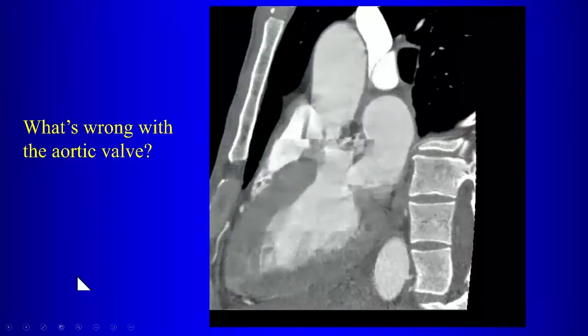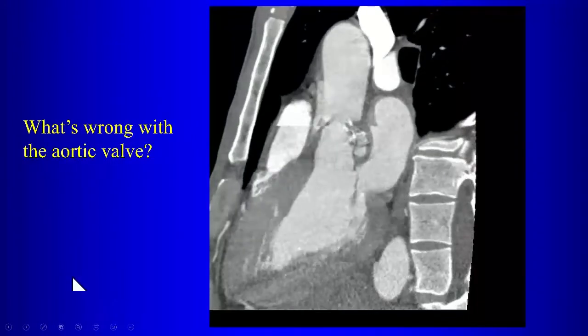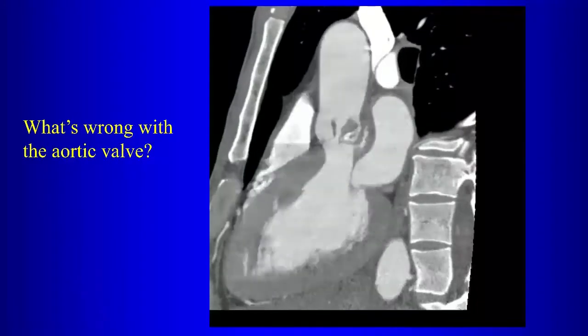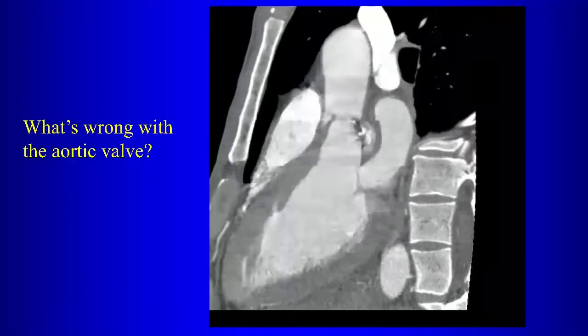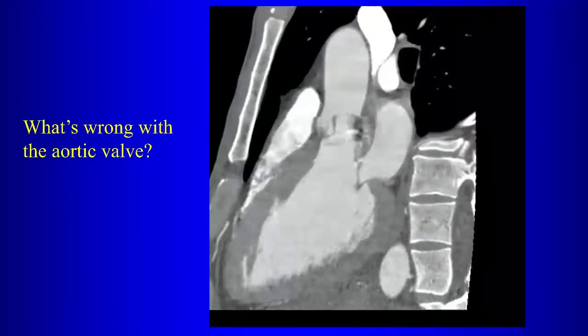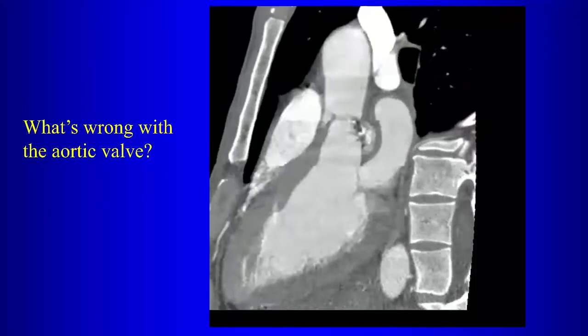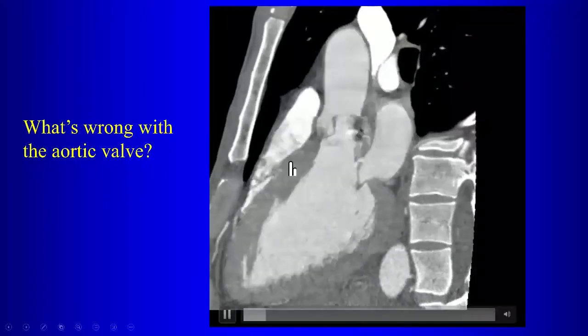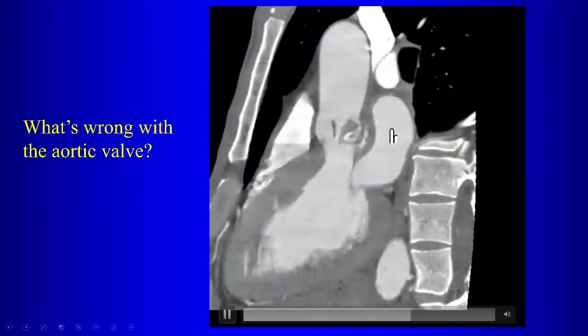All right, so what are we looking at? Outflow tract view, cardiac gated CT. What's wrong with the aortic valve? There's some junk on it. What do you think that junk is? Vegetations, right. So your differential for junk on the aortic valve, right?